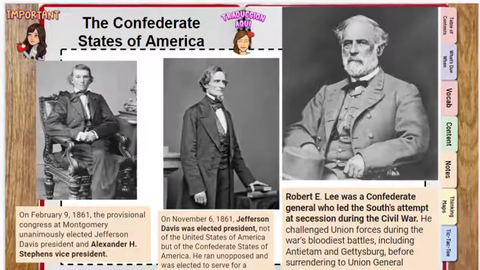So just really quickly to start us off, we are looking at the Confederate States of America. We want to acknowledge the names and the leaders that founded this new country based off of the system of slavery. So we have Jefferson Davis, the elected president in 1861. He ran unopposed and was elected to a 6-year term. Alexander Stephens was his vice president, unanimously elected. And then the Confederate general who led the South's attempt at secession during the Civil War is Robert E. Lee. He is the one that will eventually surrender to Union General Ulysses S. Grant at the end of the war.